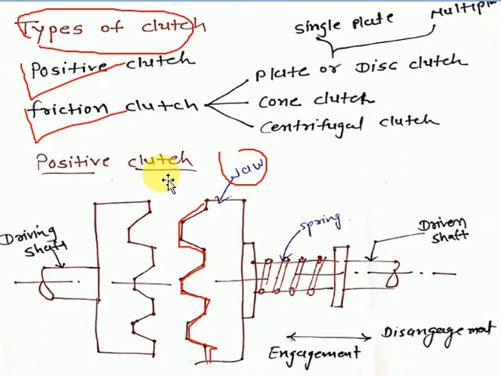On the other hand, the disadvantage is that it will not engage at very high speed, because if it is engaged during high speed, then there may be a chance of breakage of this jaw. Okay, and also there are noises there. So that's why a positive clutch cannot be engaged at high speed.